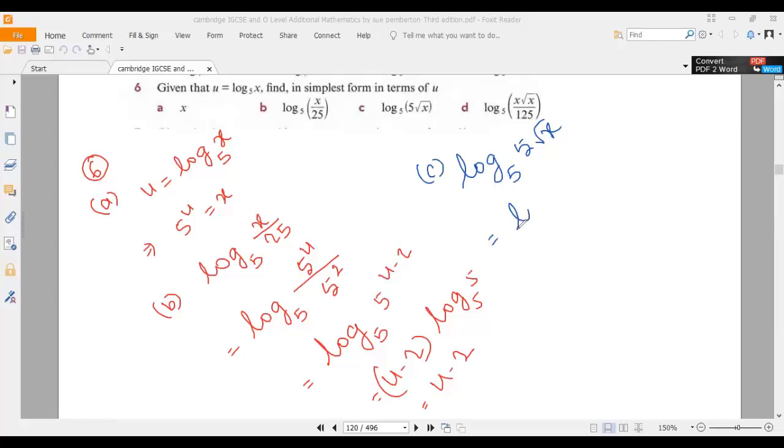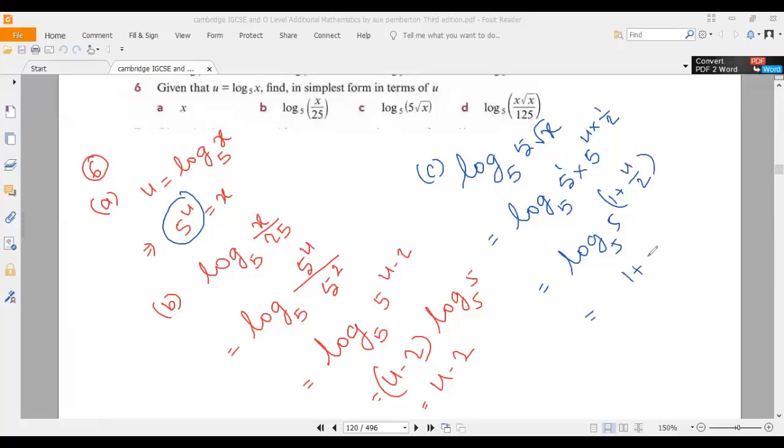Now, number C. Number C says log base 5 of root x. Instead of x, we can write 5 to the power u, and root represents the power 1/2. So log base 5 of 5, here the power is 1, here u/2. So it will be 1 plus u/2. Now 1 plus u/2 will go at first, so (1 plus u/2) into log base 5 of 5, and log base 5 of 5 equals 1. So my answer should be 1 plus u/2.